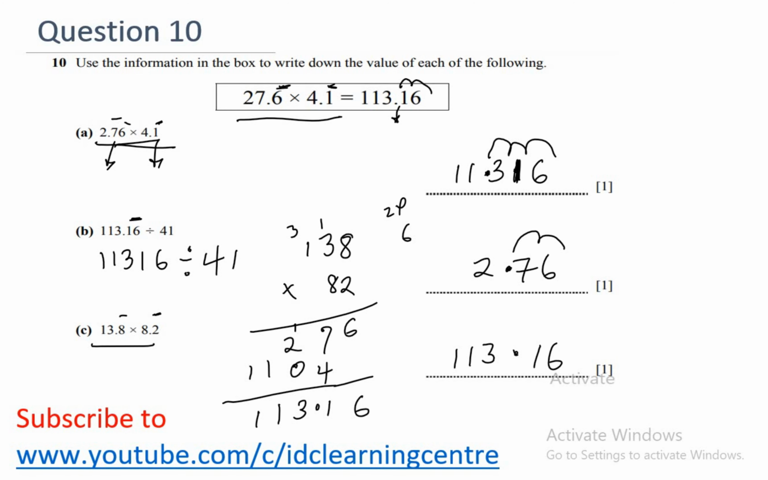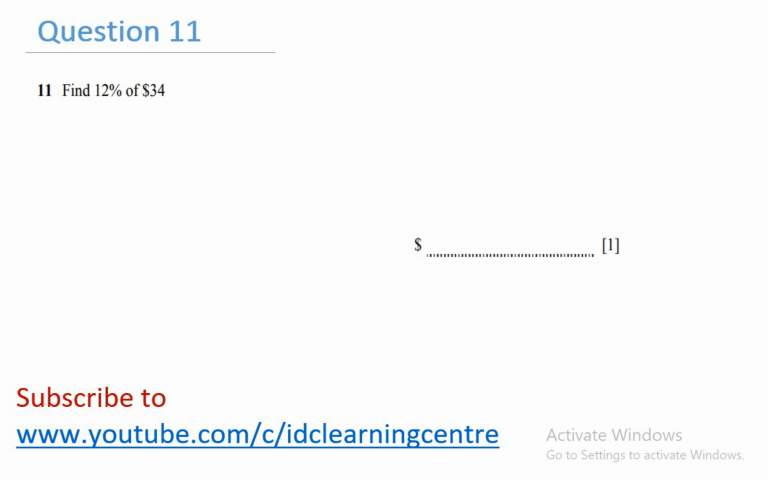Alright, thank you very much. Let's move straight to question 11. So, question 11 says, find 12% of $34. In mathematics, wherever you come across this percentage symbol, it means divide by 100. So 12 divided by 100 times $34 will give us our answer.